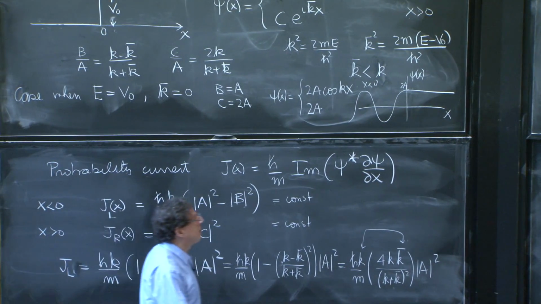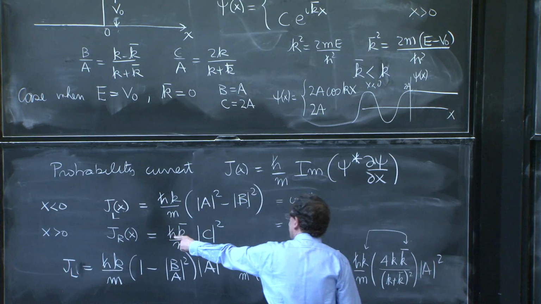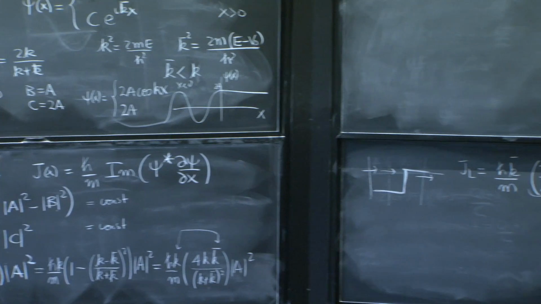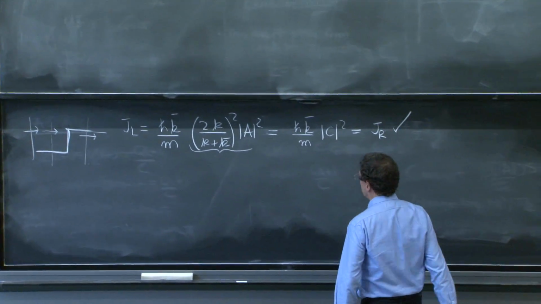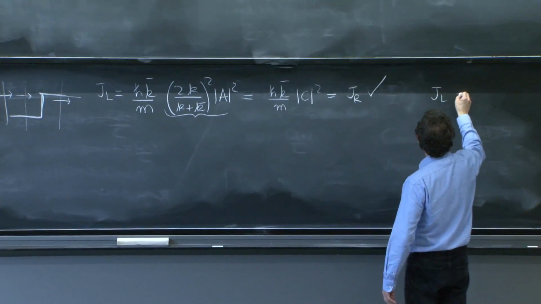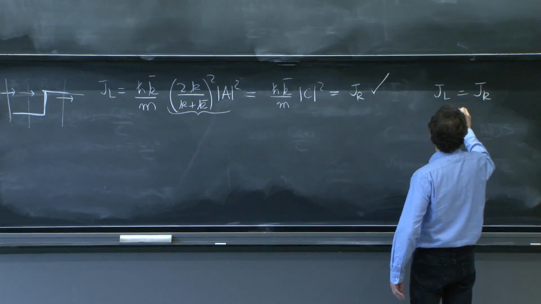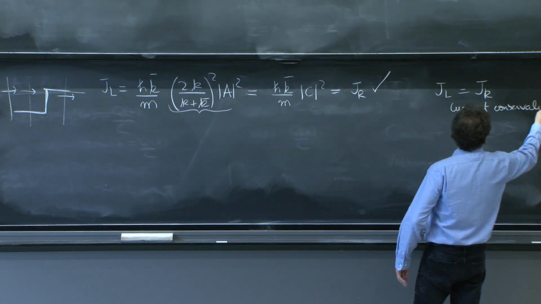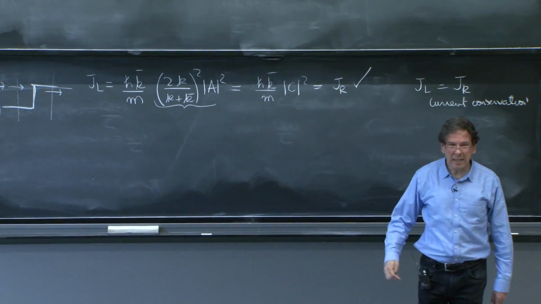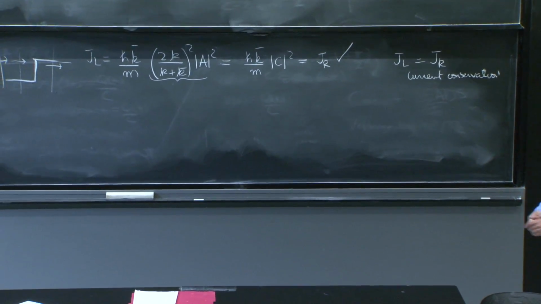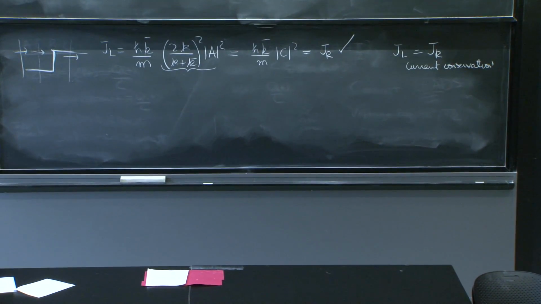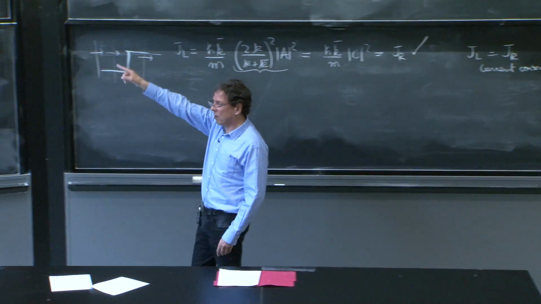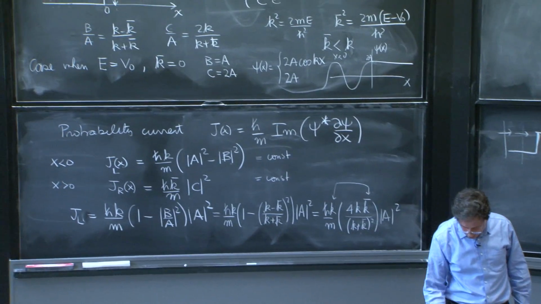So indeed, this is J right, and it worked out. This is J right. So J left is equal to J right by current conservation. So that's nice. That's another way of getting insight into these coefficients. And it's the kind of thing that makes you feel there's no chance you got this wrong. It all works well.